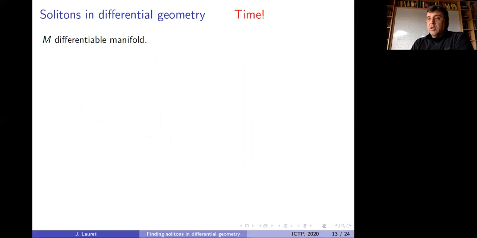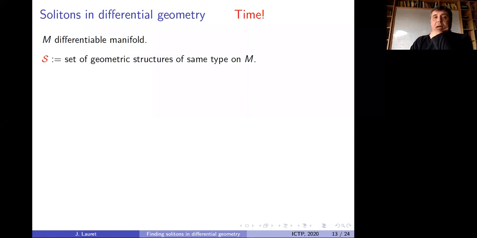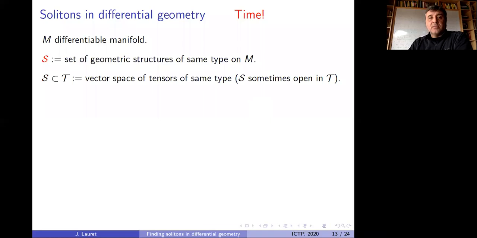So let's start with the talk. Let's go to a differentiable manifold. And well, we keep the setting very general in this slide. Take S as the set of geometric structures of some type. I don't know, Riemannian metrics, almost-Kähler metrics, spin seven structures, some class of structures.